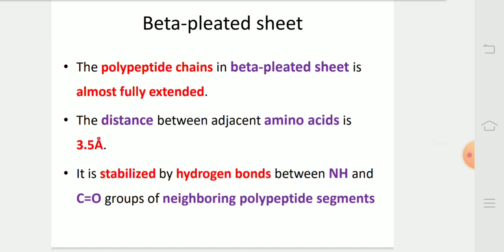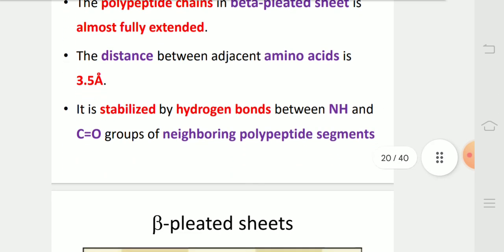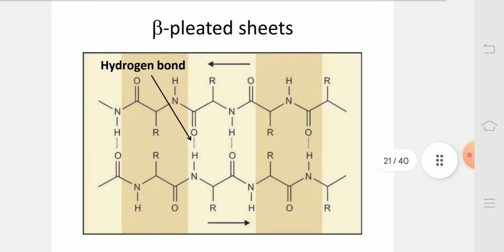Beta pleated sheet. The polypeptide chains in beta pleated sheet are almost fully extended. The distance between adjacent amino acids is 3.5 angstrom units. It is stabilized by hydrogen bonds between NH and CO groups of neighboring polypeptide chain segments. In this diagram, we can see the structure of beta pleated sheets which are held by hydrogen bonds.